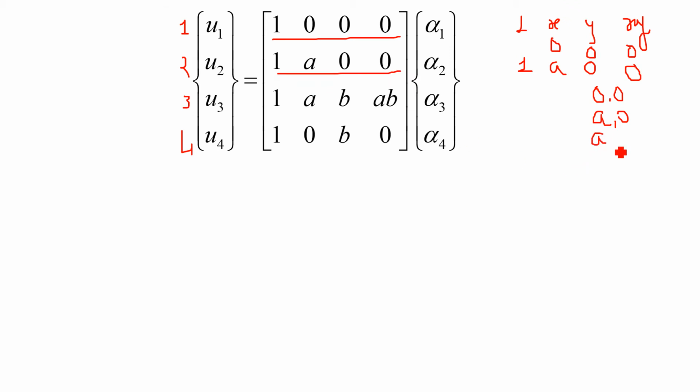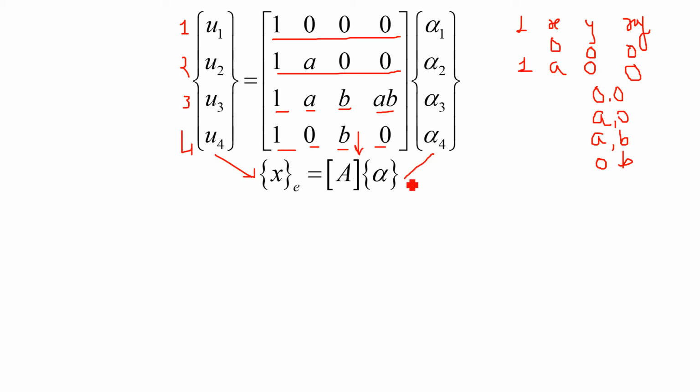Similarly, coordinates of node number 3 are a, b. So it is 1, a, b, and xy means ab. And coordinates of node number 4 are 0, b. So it will be 1, 0, b, 0. So this is called the connectivity matrix. We know that. Okay, so we can represent this by an x vector. This is called the connectivity matrix and this is the alpha matrix. Let us assume this is equation number 2.